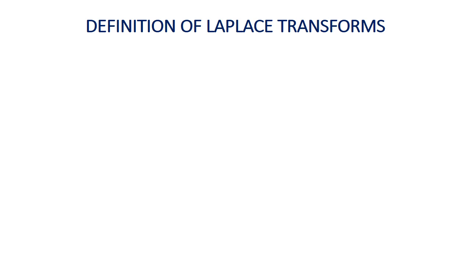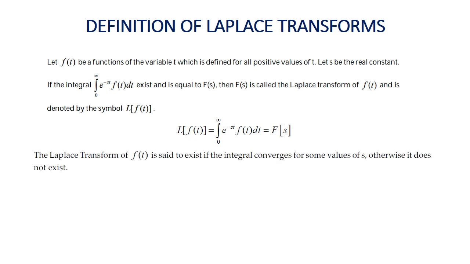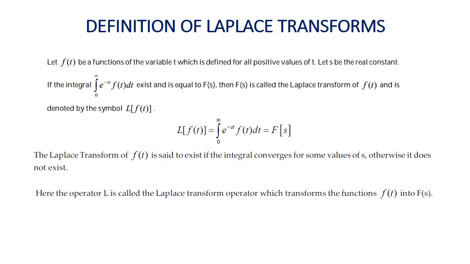Definition of Laplace transform. Let us consider f(t) to be a function of the variable t which is defined for all positive values of t. Let s be a real constant. If the integral from 0 to infinity of e to the power of minus st f(t) dt exists and is equal to F(s), then this F(s) is called the Laplace transform of f(t), and it is denoted by the symbol L of f(t). The Laplace transform of f(t) is said to exist if the integral converges for some values of s, otherwise it does not exist.